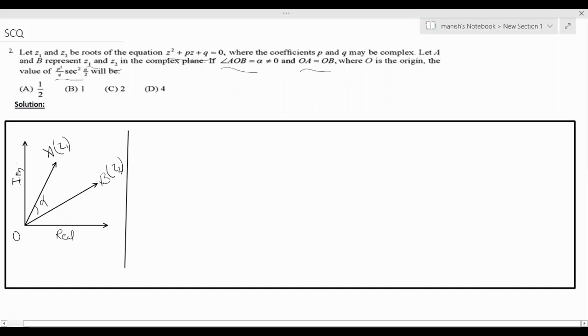Now I'm trying to get the relation between Z1, Z2 and alpha. So you must have heard of Coni's formula. I'm going to apply Coni's formula, and that's a big formula. So here, because there is an origin involved, we can simplify it very fast.